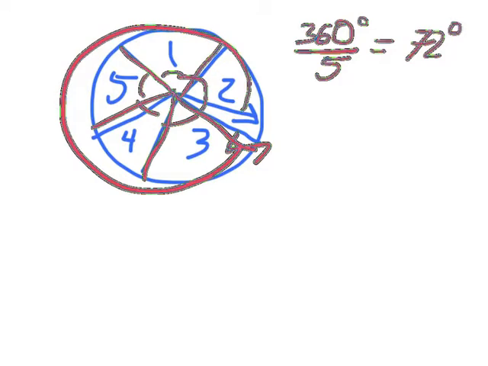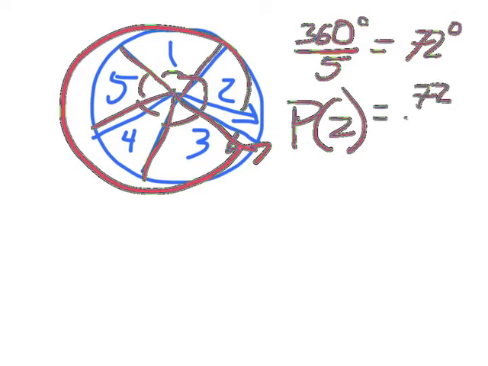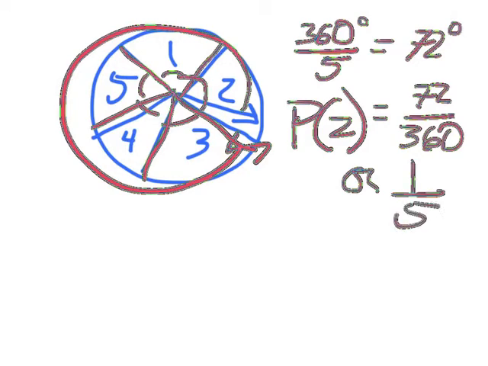And that's the fundamental principle of spinners, is that every triangle's the same. Every sector is the same. If that's the case, then there's the same probability of landing in each sector. And so in this case, the probability of landing in the sector containing 2, you could think of it as 72 out of 360 degrees, or you could think of it as 1 sector out of 5 sectors.